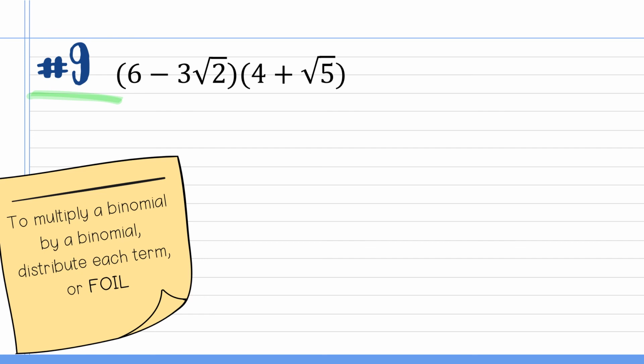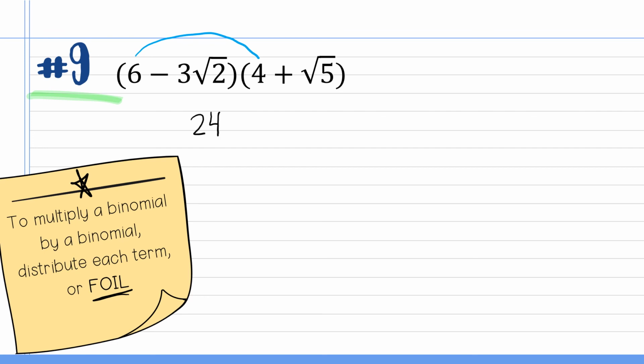Okay, for number 9, we want to multiply the quantity 6 minus 3 radical 2 times the quantity 4 plus radical 5. Notice the post-it. To multiply a binomial by a binomial, we need to distribute each term, or as some of you may have learned it, FOIL. So we're going to go through distributing each. I'm going to write out all of the steps. So here we're going to multiply our first terms together, 6 times 4. And 6 times 4 we know is 24.